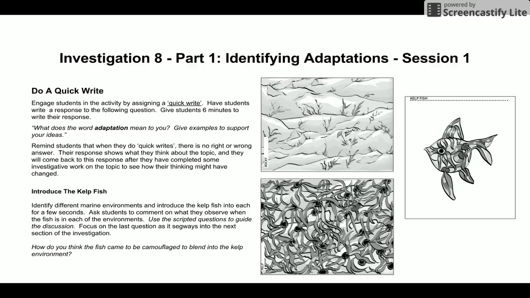Investigation 8, Part 1, Identifying Adaptations, Session 1. Engage students in the activity by assigning a quick write. Have students write a response to the following question. Give them 6 minutes to write their response.